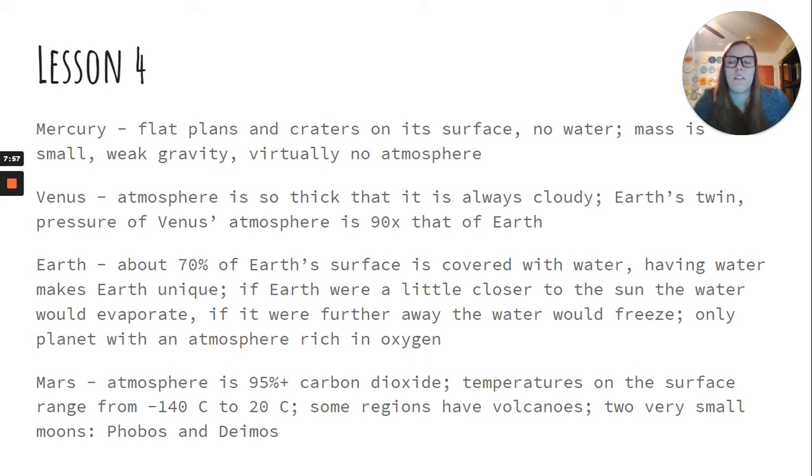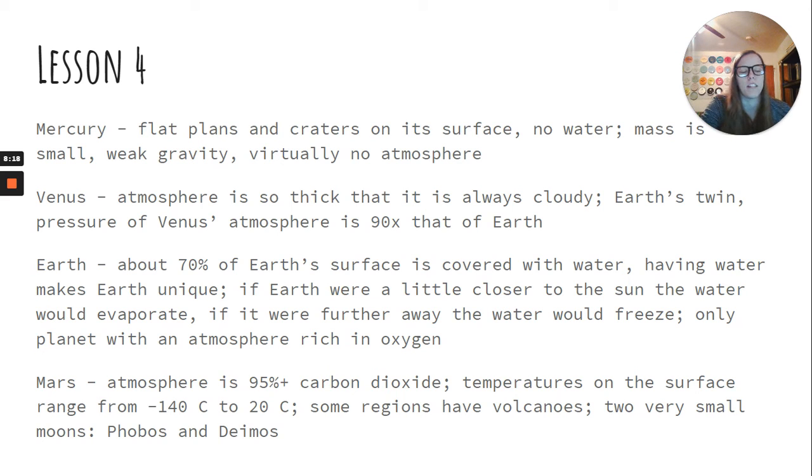Earth, about 70% of its surface is covered with water. Having water makes Earth unique, and if it were a little closer to the sun, the water would evaporate. If it were further away, the water would freeze. So that would be bad because then we wouldn't have any water to drink. And that's the only planet with an atmosphere rich in oxygen.